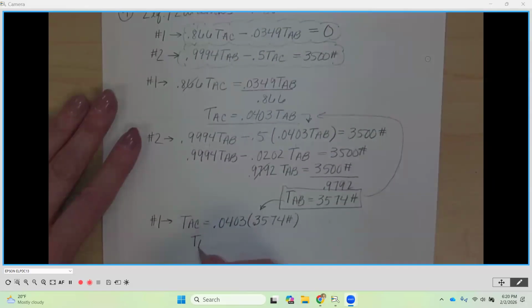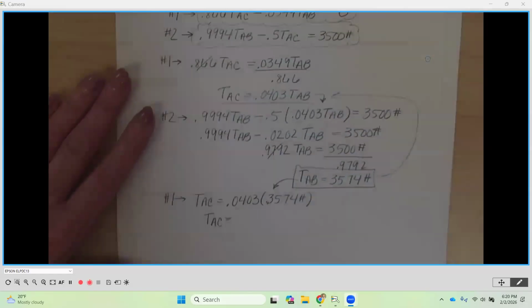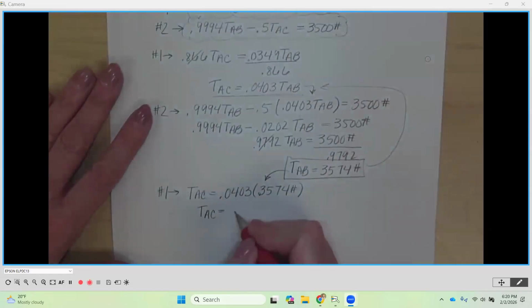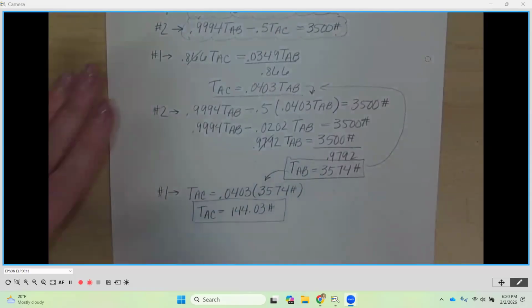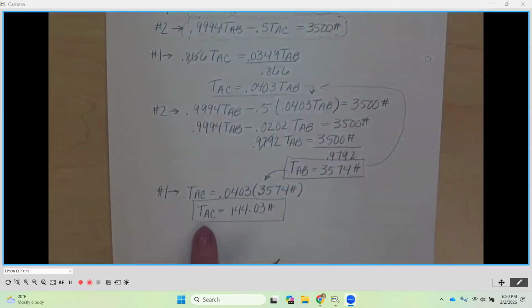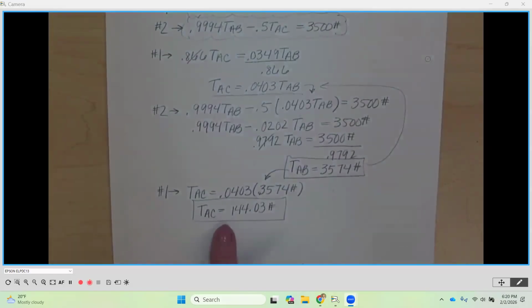So now our TAC should be 144.03 pounds, or 144, I think is a good number. Okay. Box around that with your label of your variable equal to, and then make sure that your units are in there as well.